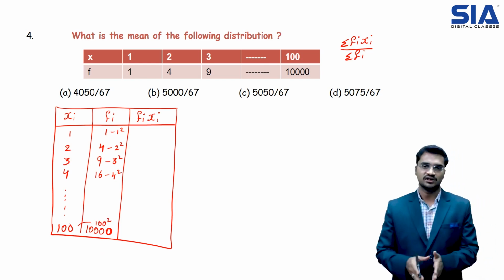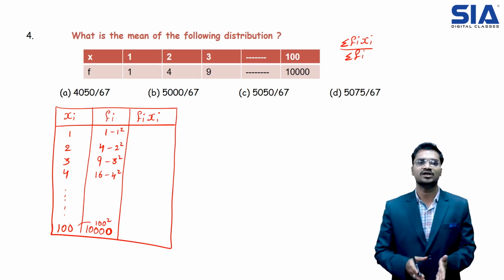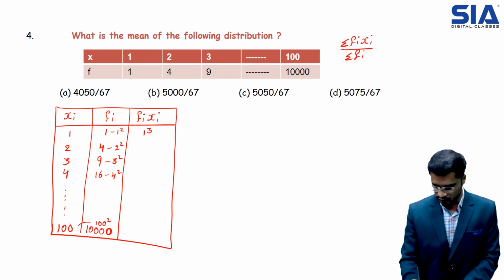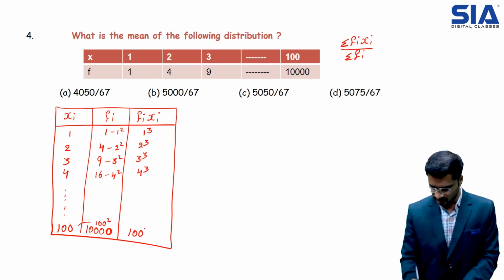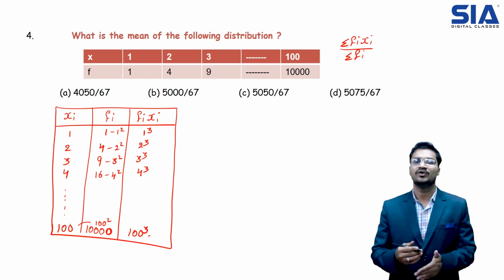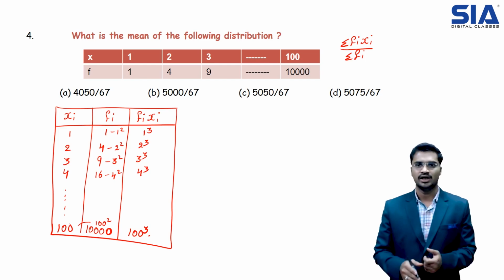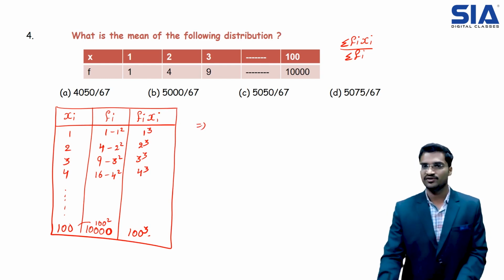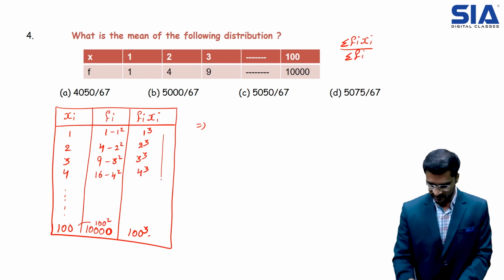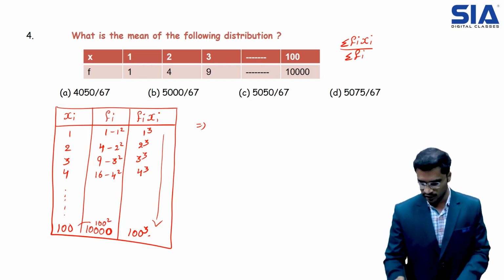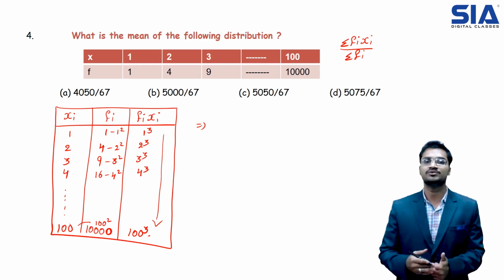So the values of fi are nothing but the squares of the xi numbers. After multiplying xi and fi, what I am getting is 1 cube, 2 cube, 3 cube, 4 cube, and at the last I am getting 100 cube. Now let us substitute the values. Sigma fi xi, where we add all of the fi xi values, is nothing but the sum of the cubes of the first n natural numbers, and this is divided by sigma fi.